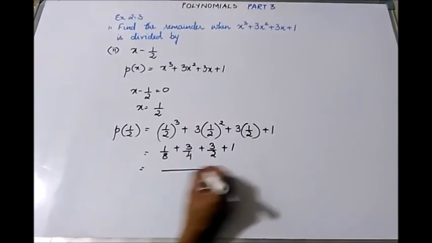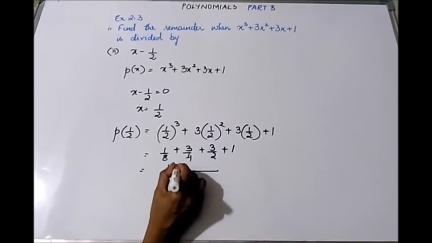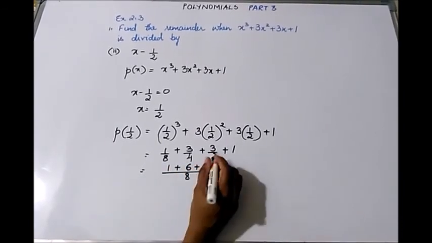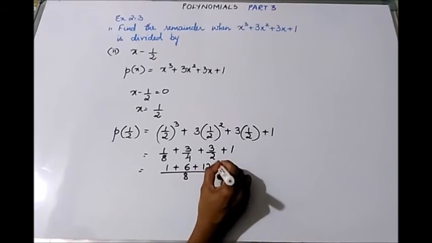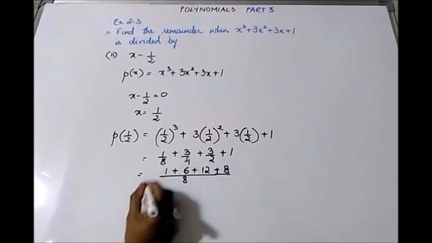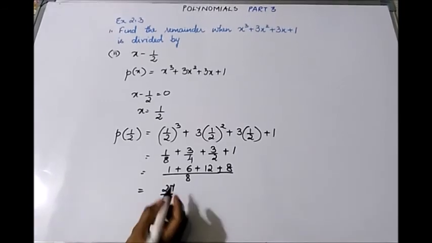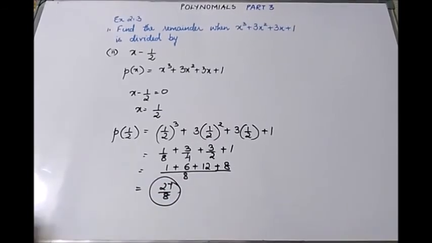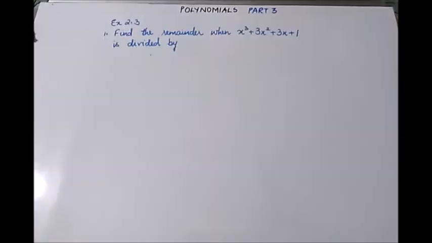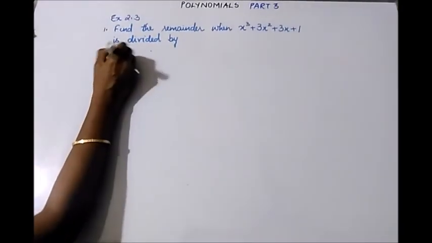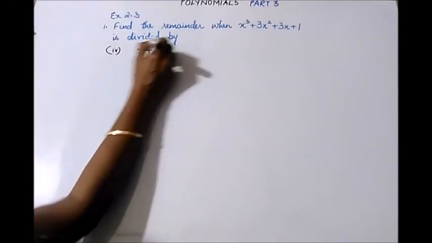Here the LCM is 8. We have here 1 plus 6 plus 12 plus 8. This will give us 27 by 8. Hence the remainder is 27 by 8. Now I'll be doing the fourth one where the divisor is x plus pi.